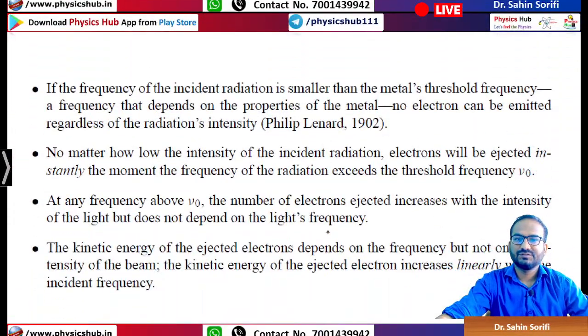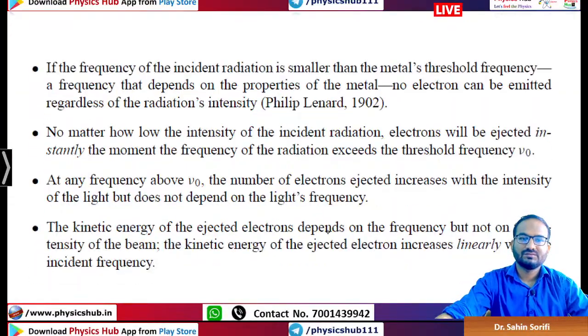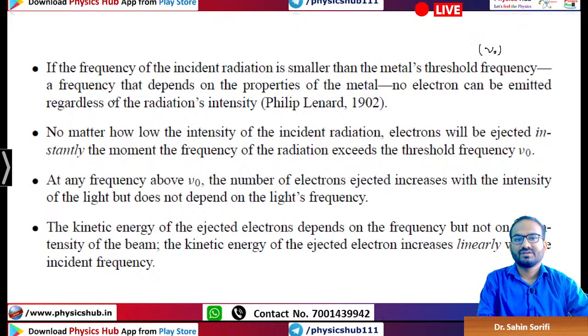Now this is precisely the photoelectric effect. Now if the frequency of the incident radiation is smaller than the metal's threshold frequency, let's say this is nu 0, a frequency that depends on the properties of the metal. If you multiply this threshold frequency nu 0 with h, this becomes the unit of energy, right? So this energy is known as the work function. So if the incident radiation's energy is less than this, no electron will be emitted regardless of the radiation's intensity.